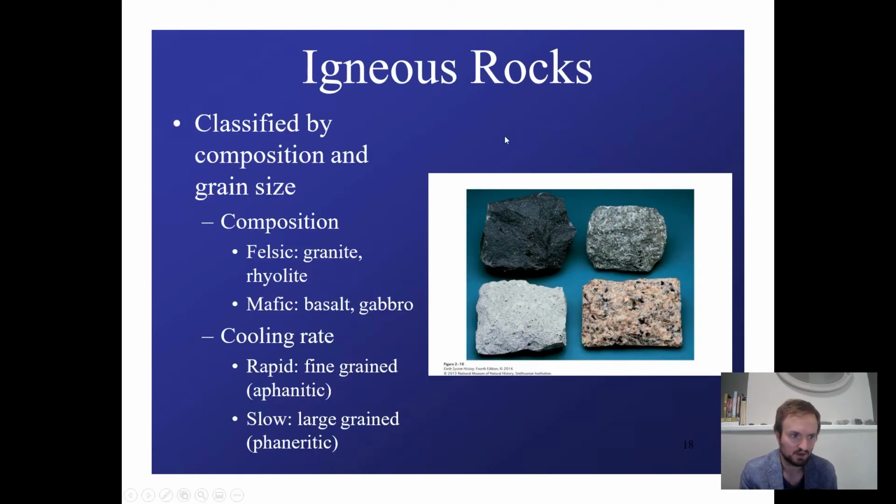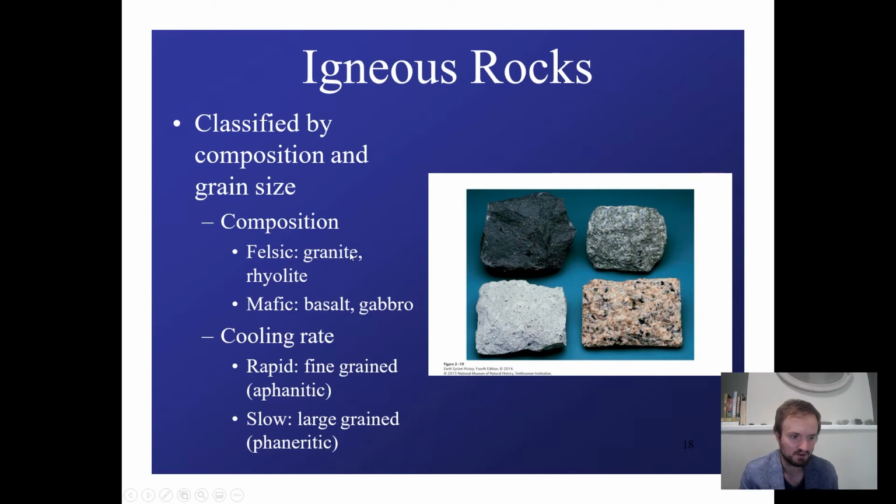So igneous rocks are purely classified by their composition, so what they're made out of chemically, and their grain size. Composition-wise, you have felsic and mafic. Felsic means it has a lot of lighter elements, both in color and in density, or lighter minerals. Mafic means it has more dense elements and dense chemistry. It's also darker, because the dense minerals are dark, which is just convenient for us.